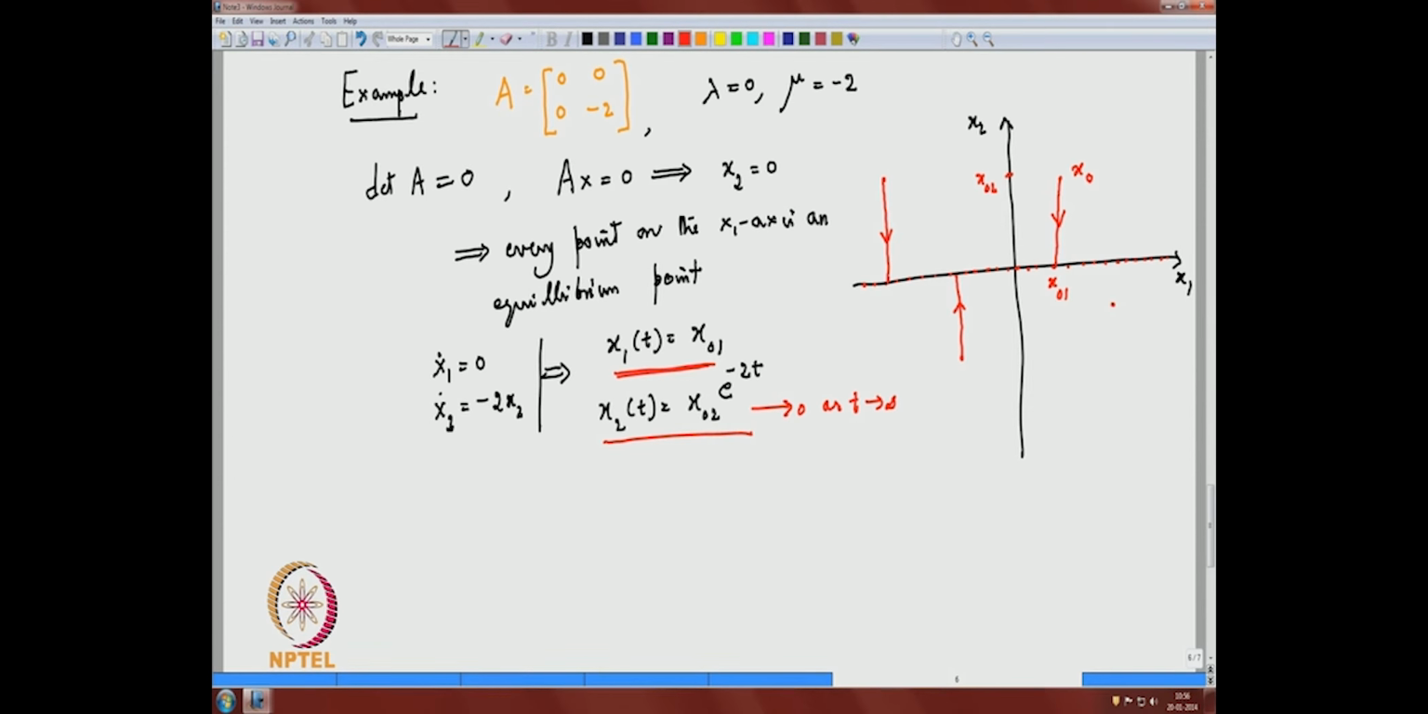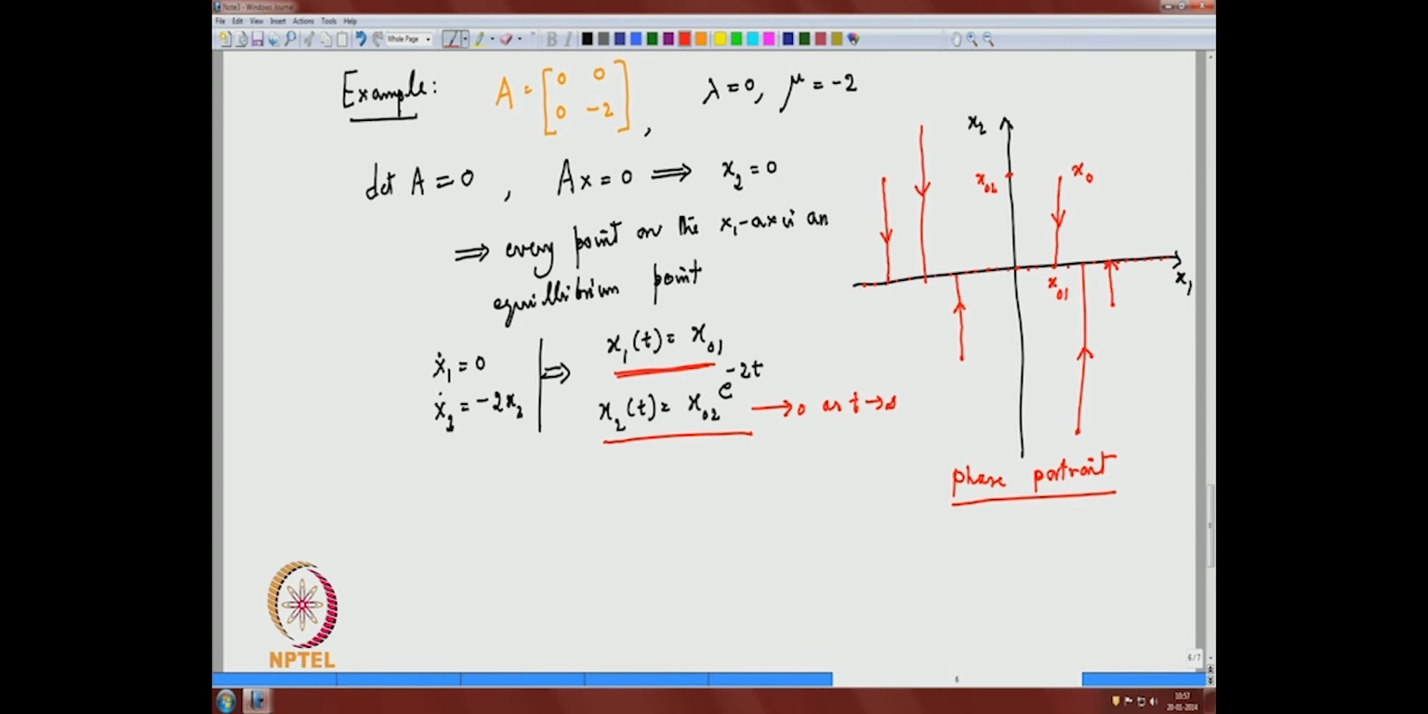Anywhere you start, it will go towards that, because of the x2 component. So, all your trajectories are given like this; whatever trajectory you start, it will move towards that. So, this is the complete phase portrait of this system. Okay.